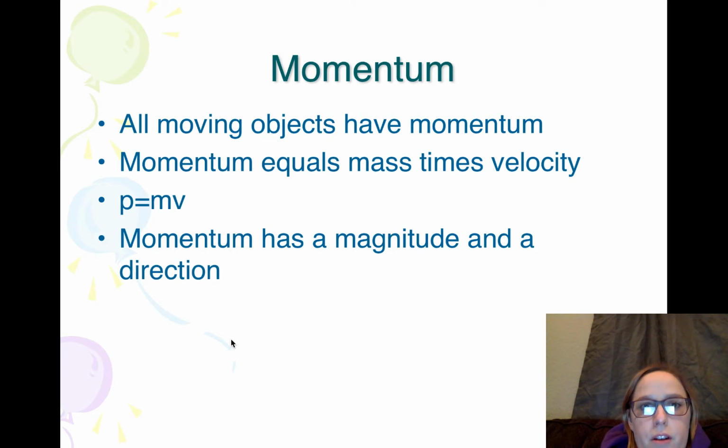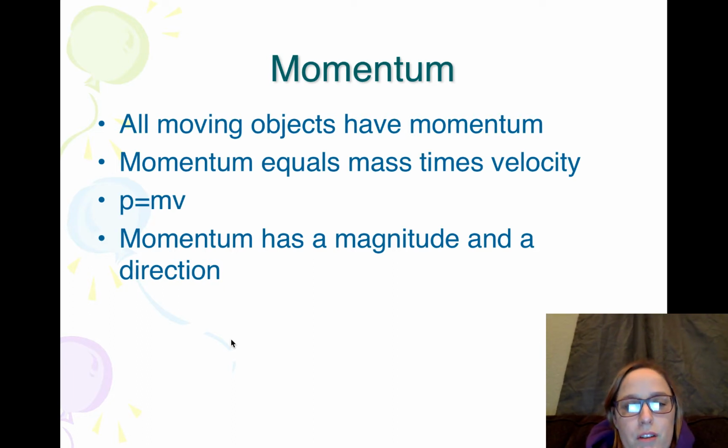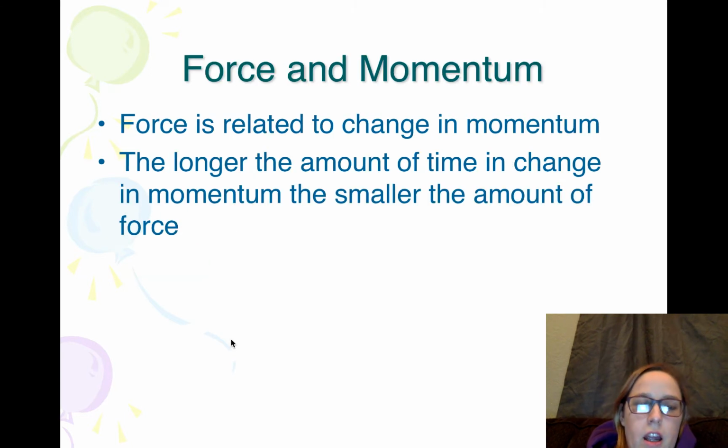And then today we're also going to talk about momentum. This is a subject we haven't really talked about yet in class. All moving objects have momentum, and momentum is a quantity that equals mass times velocity. It's also a vector quantity, which means it has magnitude as well as direction. For our class, we will only talk about momentum as being positive or negative rather than give the specifics on the vector. P stands for momentum, M is mass, and V is velocity.